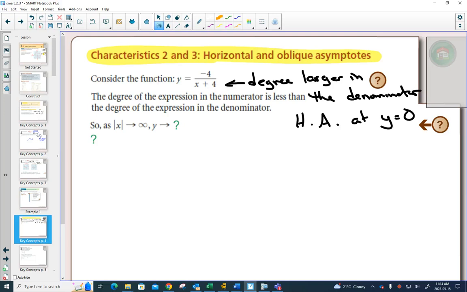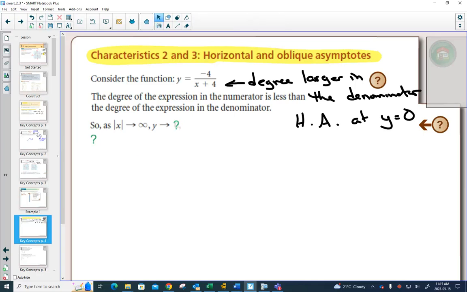Why? Well, let's think about extreme values. Let's plug in a very big value for x. You would have a huge number on the bottom and just a -4 on the top. -4 divided by a huge number will get really, really close to 0. So anytime you have your degree larger in the denominator, and again a review, your degree is your highest exponent. In this case it would be an x to the 1. There are no x's in the top, so we would say that the top has a degree of 0, the bottom has a degree of 1. You're going to have a horizontal asymptote at y equals 0.